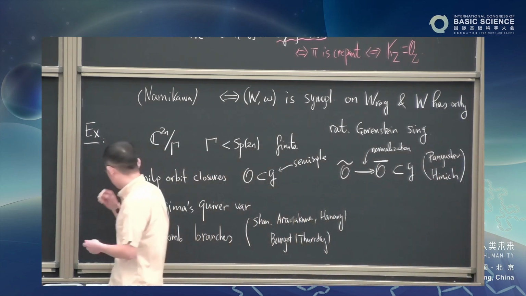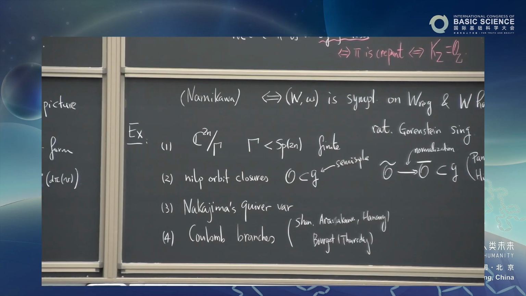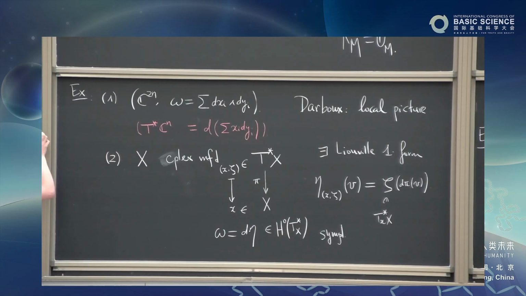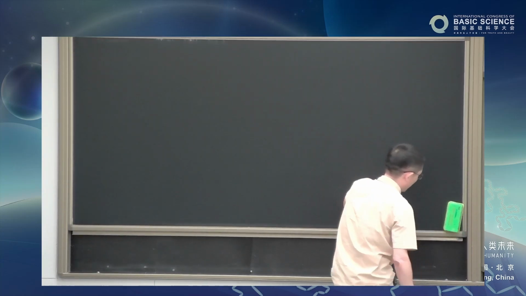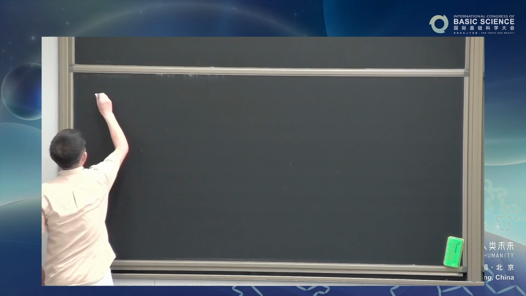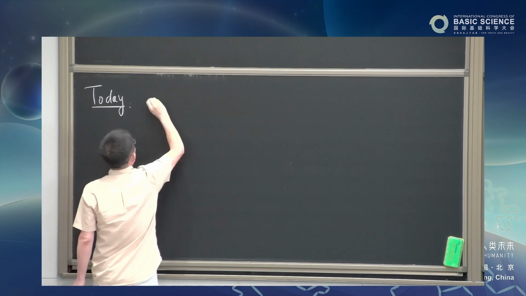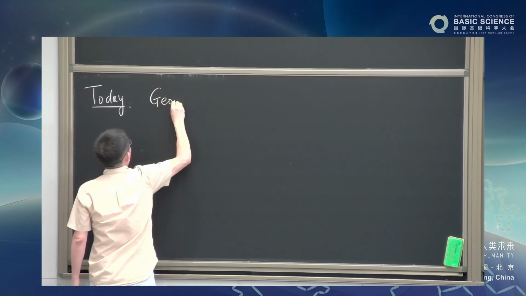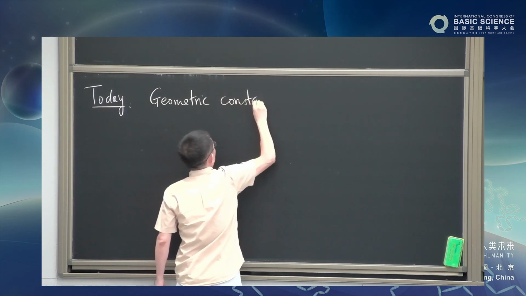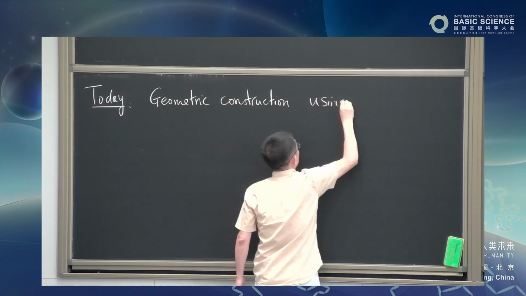The last two constructions are representation theoretic and also from mathematical physics. And the aim of today is to try to give some new constructions in a geometric way. So today is some geometric construction using cotangent bundles.